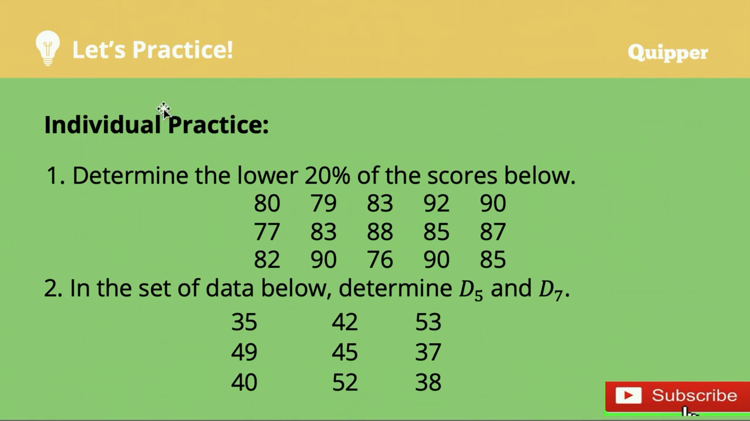And now I'm done with my discussion for today. Now it's your turn to answer the individual practice. I have two problems here. First, determine the lower 20% of the scores below. Second, in the given set of data below, determine the fifth decile and the seventh decile.